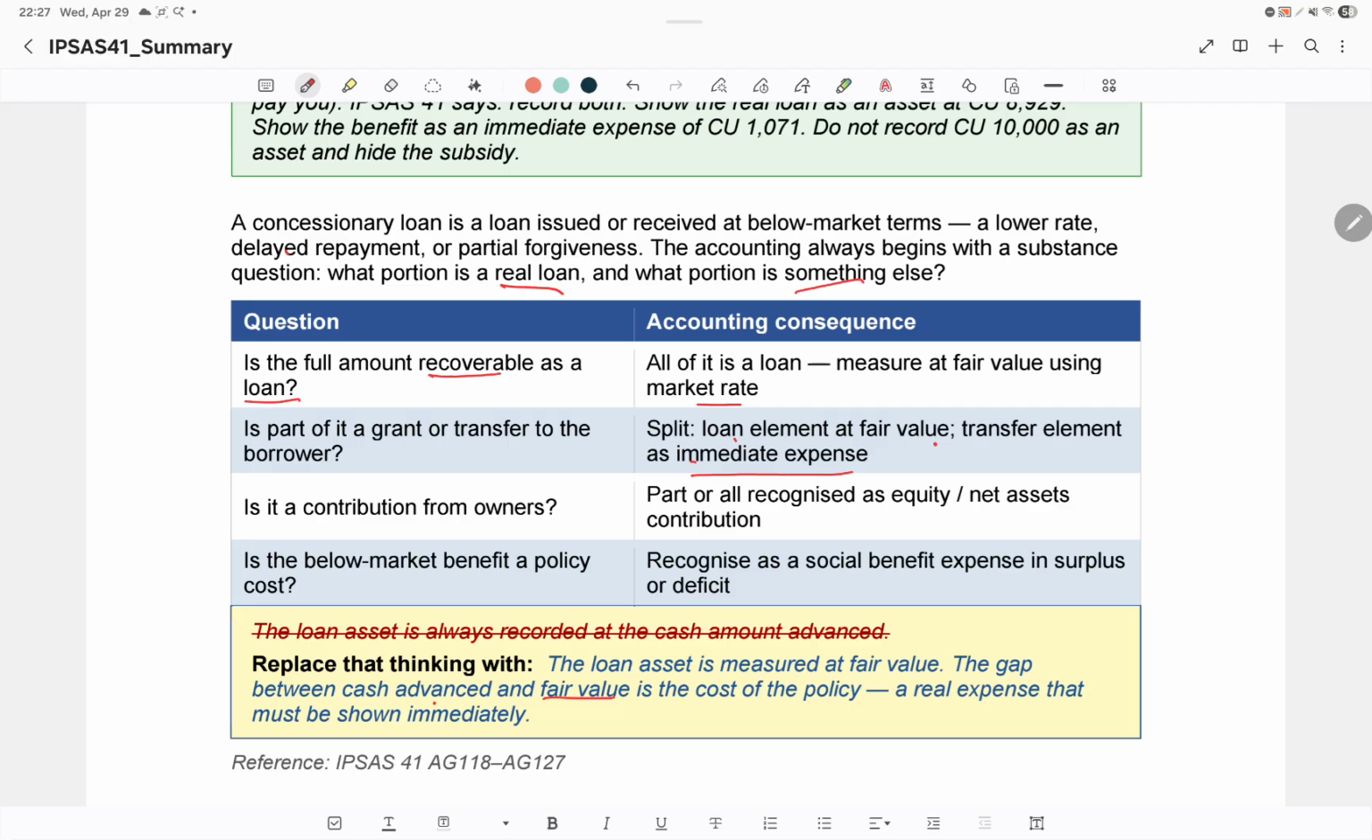Is it a contribution from owners? Part or all recognized as equity, net assets. If it is a contribution from owners, then treat it as equity. Is it a below-market benefit, a policy cost? Recognize it as a social benefit expense in surplus or deficit. What it's saying is, take it to the statement of financial performance.